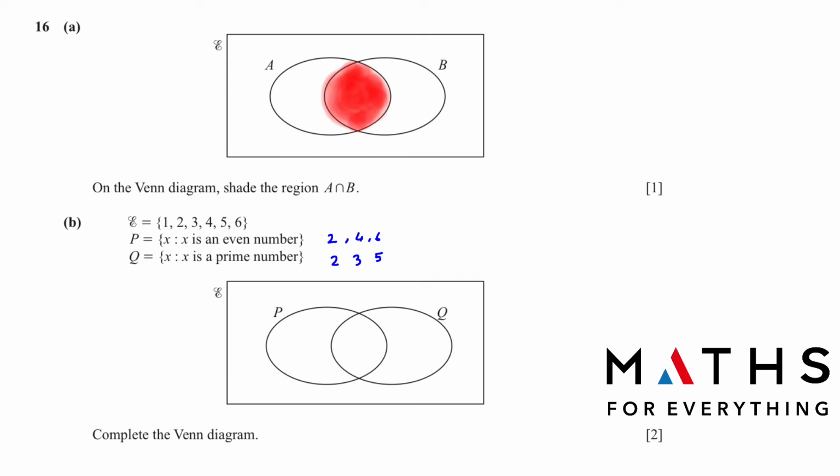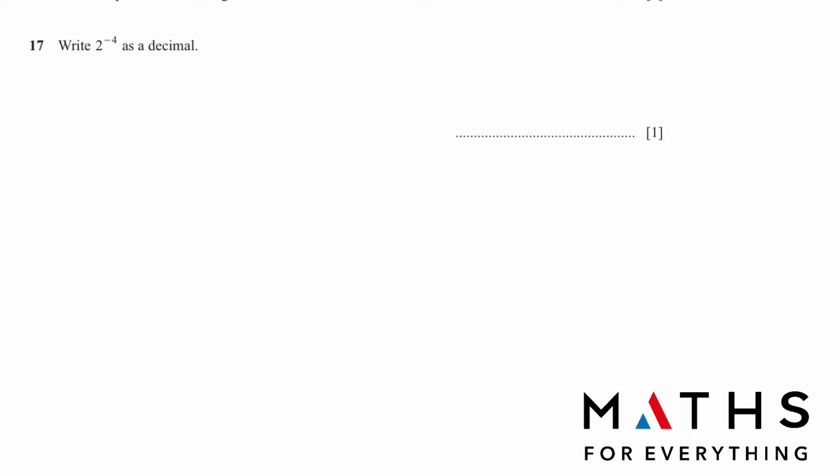So this is set P and Q. What is common in set P and Q? 2. That is the intersection. We write it in the middle. And then we have remaining 4 and 6 in P and 3 and 5 in Q. We used up 2, 3, 4, 5, 6. We also have a 1. If it doesn't fit in any set, we write it outside the circle. So this is 1. You can write that 1 anywhere.